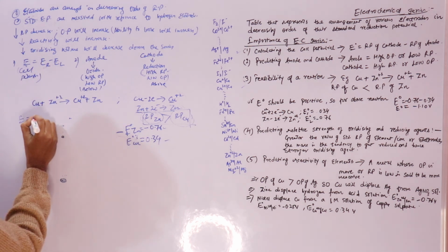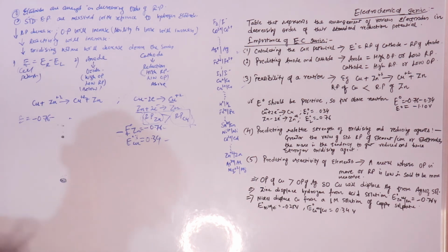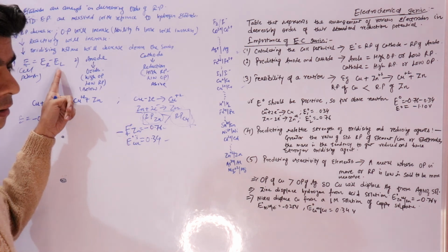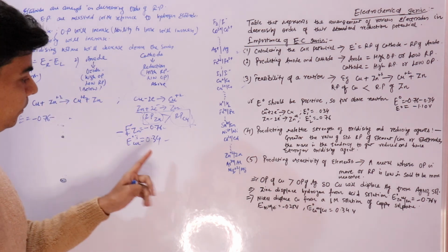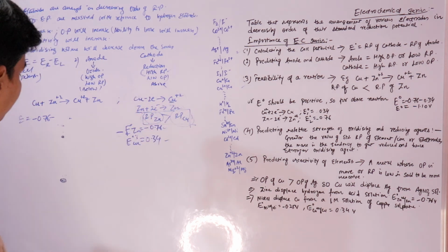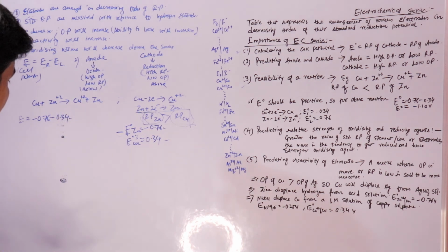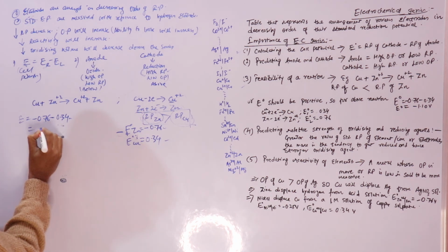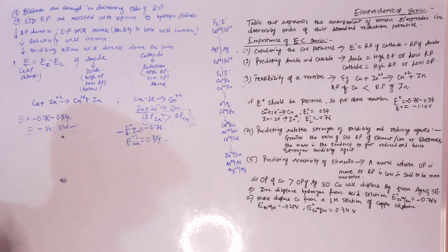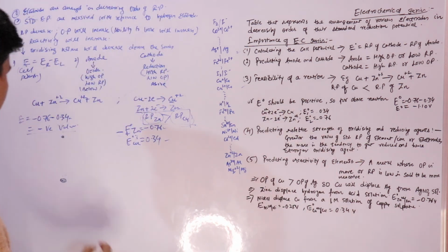I'm just putting these values here, minus 0.76. And minus EL, the reduction potential of the anode. And the anode is our copper, because at copper oxidation is taking place. So minus 0.34. And we know that a negative value of EMF, if your standard EMF is coming out negative, that means the reaction will not take place.